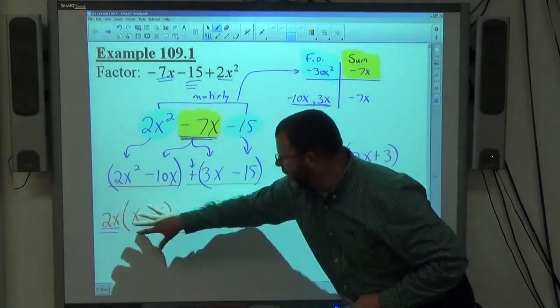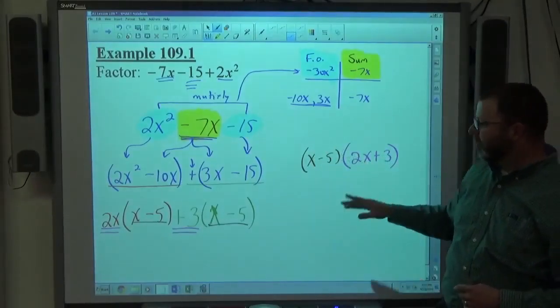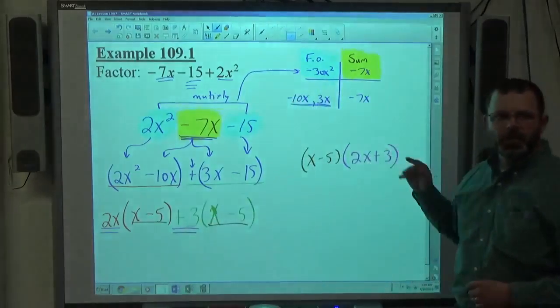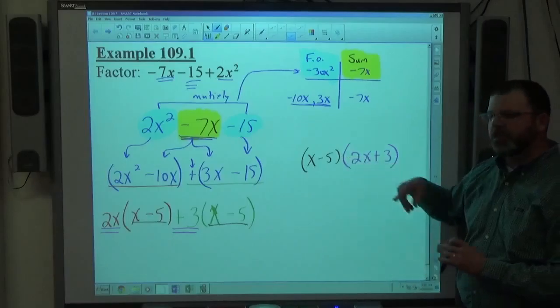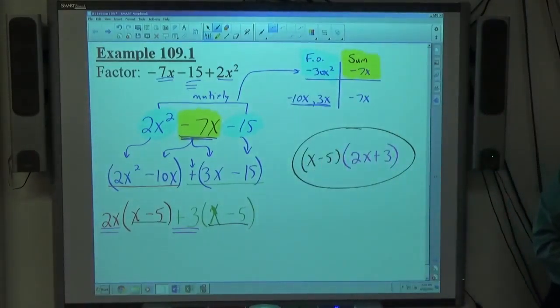Here, between the red and the green, x minus 5 is a common factor, I took it out. And then in the other parentheses, I divided by it. Divided by this, I get 2x. Divided by this, I get plus 3. There's my second parentheses. The correct answer is one times the other. They're not being added or subtracted here. The final answer is just that, a product of two binomials.